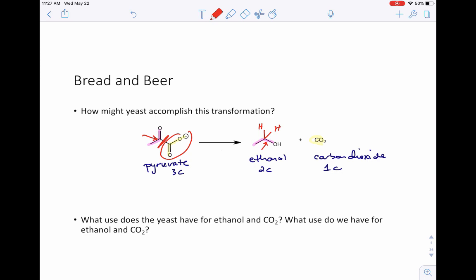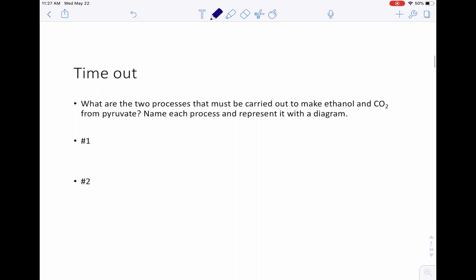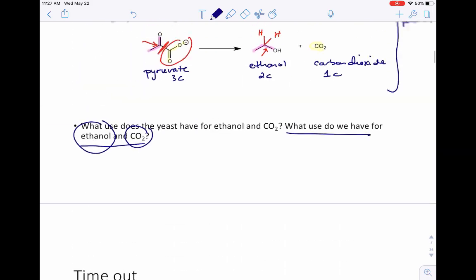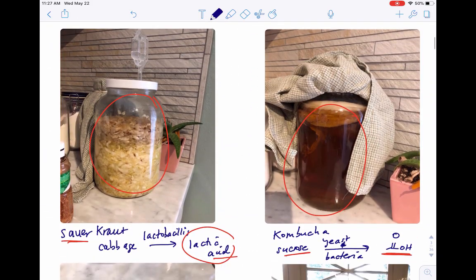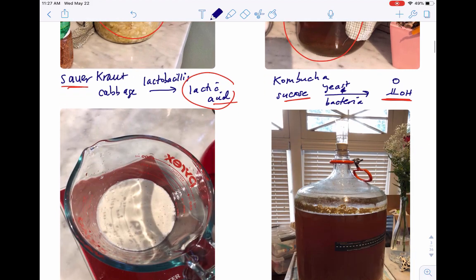Now, why does yeast do this? Why does it undergo fermentation to make these products? What use does it have for them? Well, it has no use for them. These are just waste products of fermentation. What use do we have for them? Well, the CO2 makes our bread nice and fluffy, and the ethanol, some people enjoy drinking. So humans have been using these fermentation processes for years to generate foods. In addition to these, also yogurt, which is fermented milk by lactobacillus.